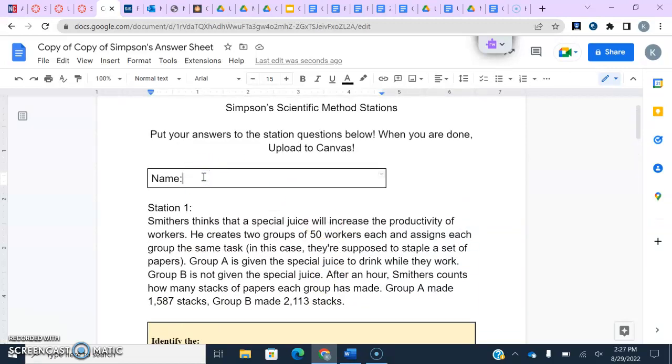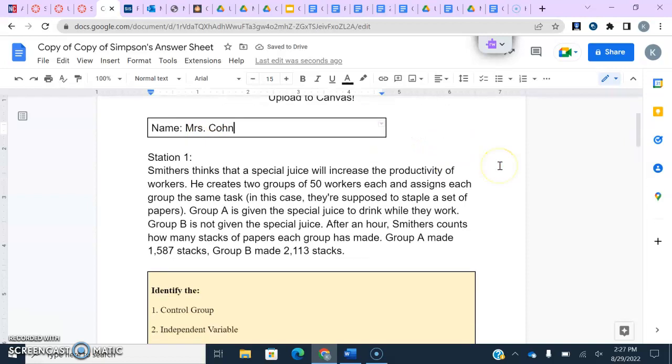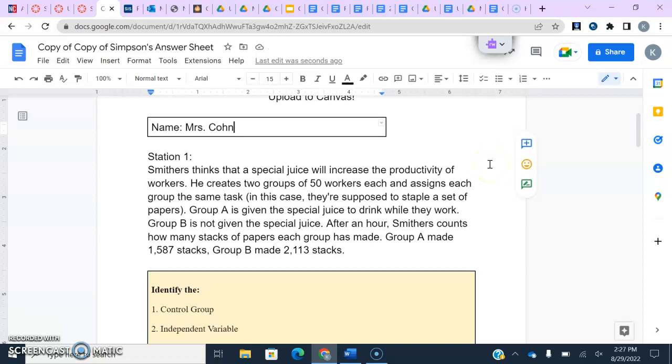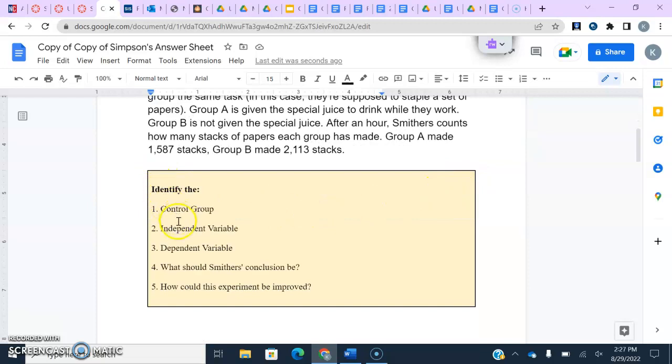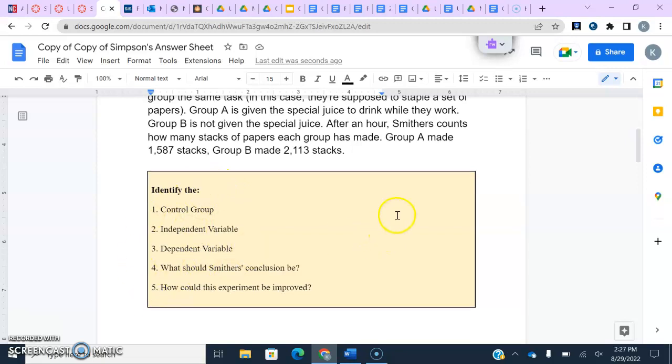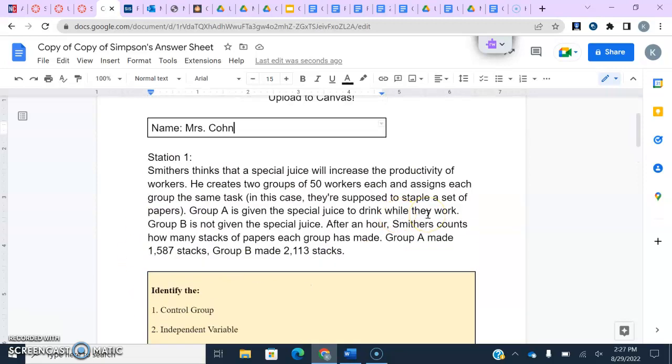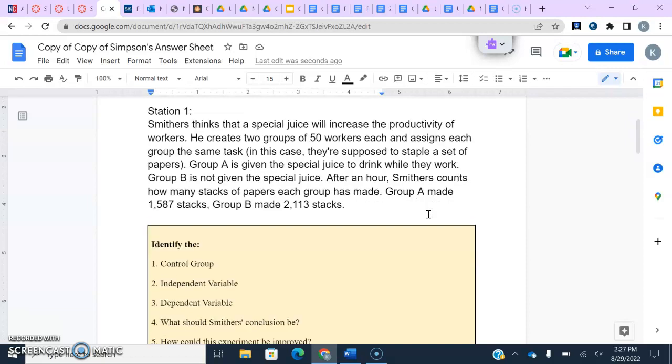So the first thing I want to do is put my name at the top so that I know who it belongs to. Obviously you'll put your name at the top. And then all you have to do is, based on your lesson today, which was scientific method, read through the scenarios and identify the different portions of the scientific method. So we're going to do 1 through 5 together for station 1. Then you guys will do station 2 and station 3 on your own.